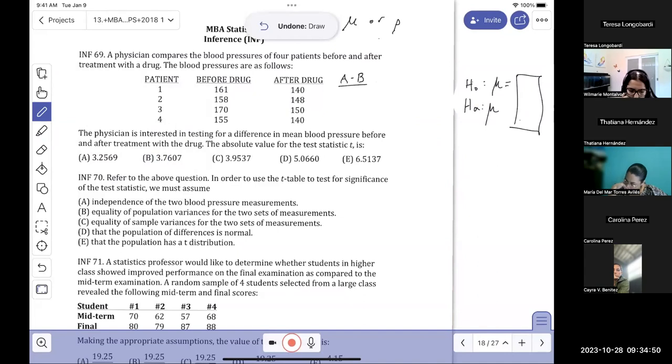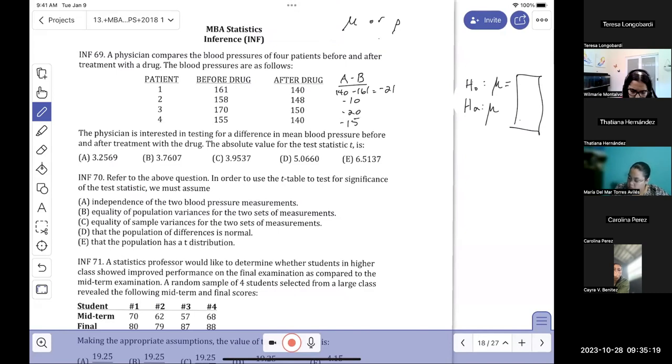Okay. So after minus before, what do you get? 140 minus 161 is? -21. Okay, keep going. And then here, -10, right? Yes. -20. And -15. And -15.